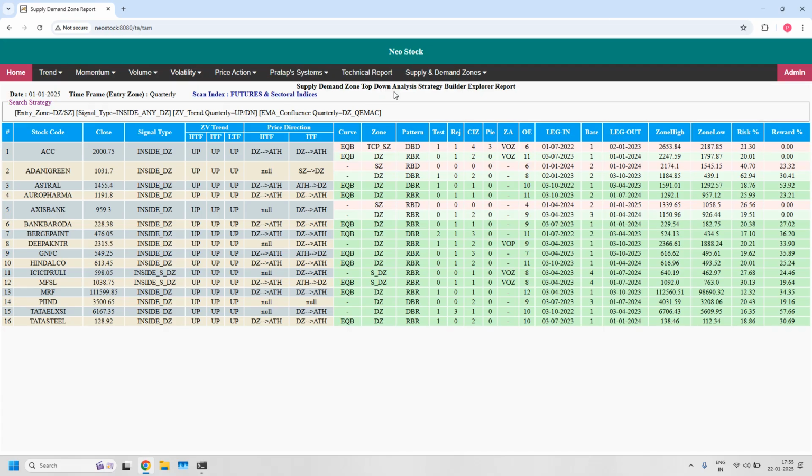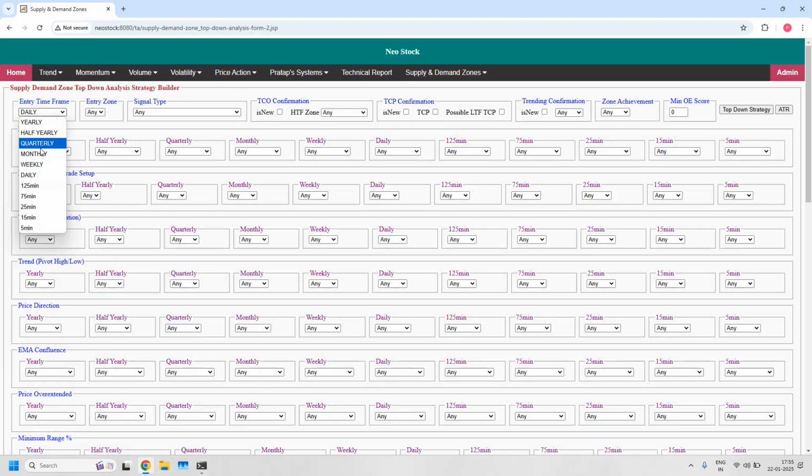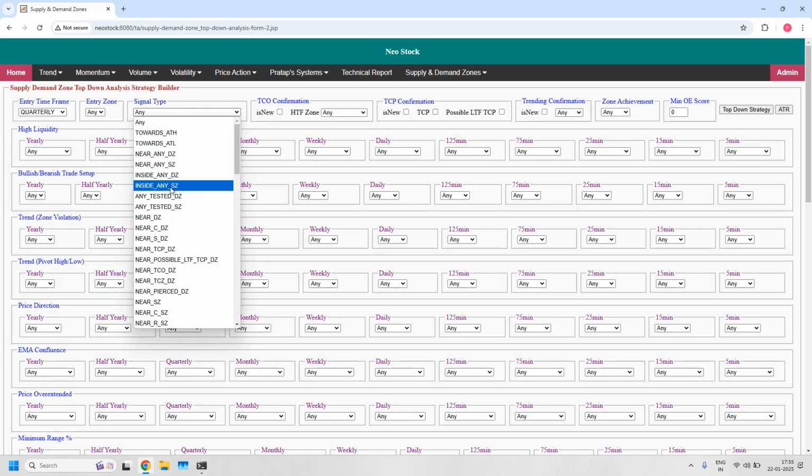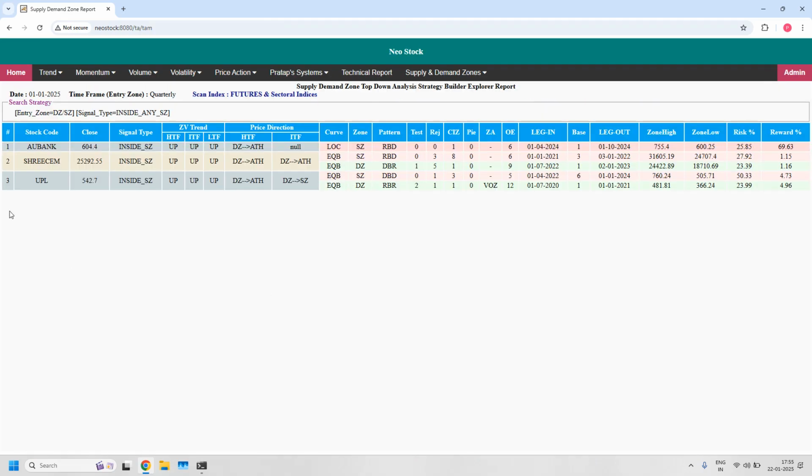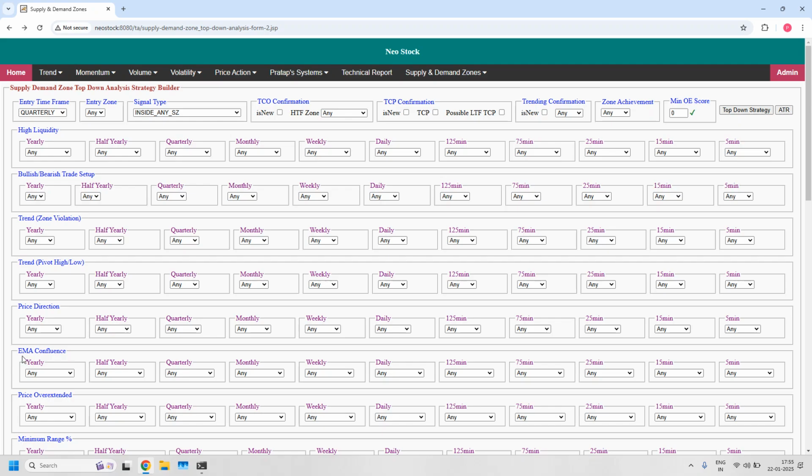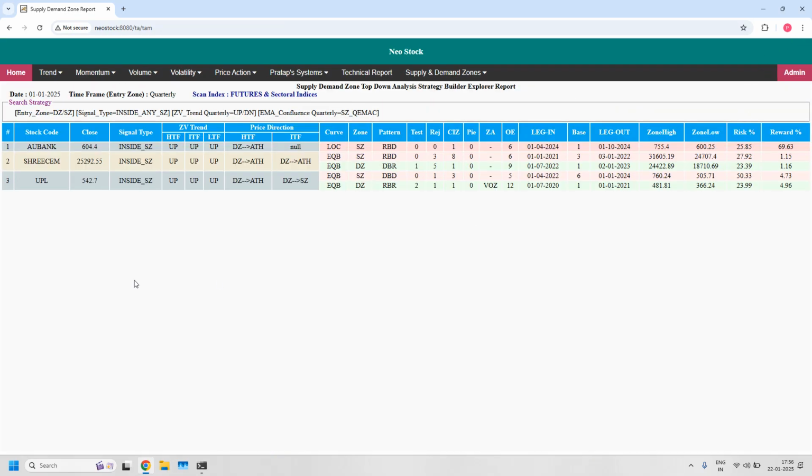Okay, next, quarterly time frame. Price closed inside the quarterly supply zone. We got 3 stocks. If you want to know how many of the supply zones have quarterly EMA Confluence, add that filter. EMA Confluence and quarterly time frame, quarterly supply zone having quarterly EMA Confluence, trend on quarterly time frame either up or down. So all the 3 stocks are filtered. All the 3 stocks have quarterly EMA Confluence.